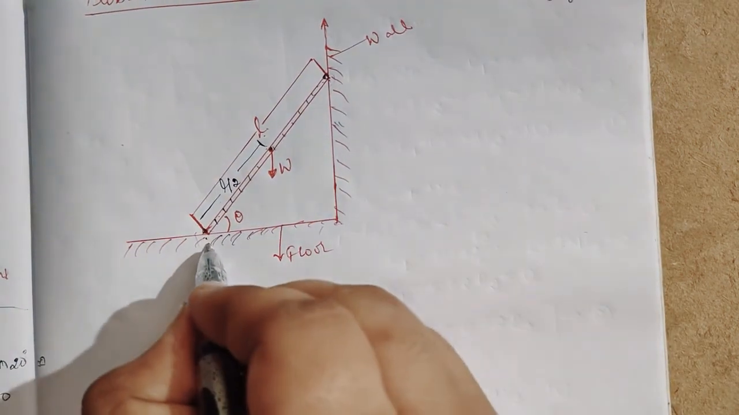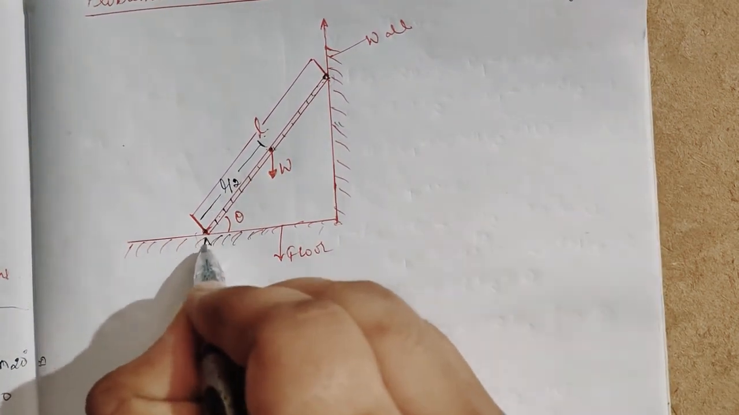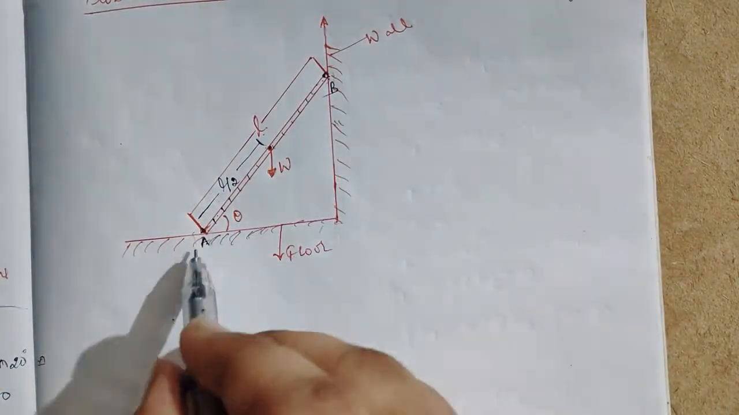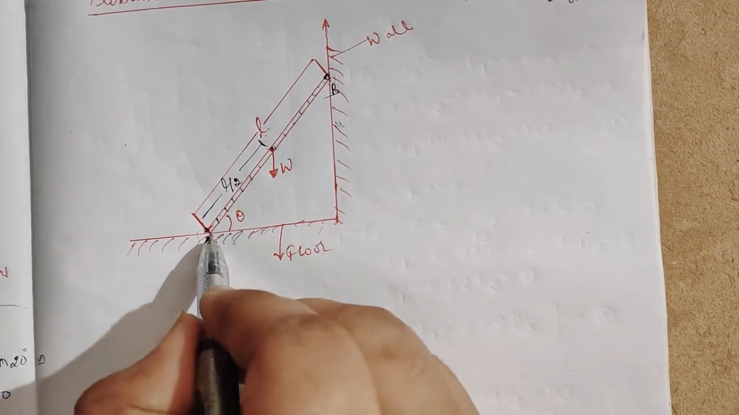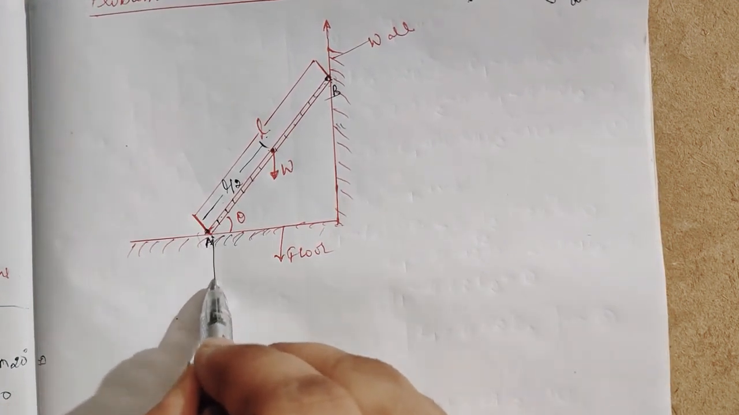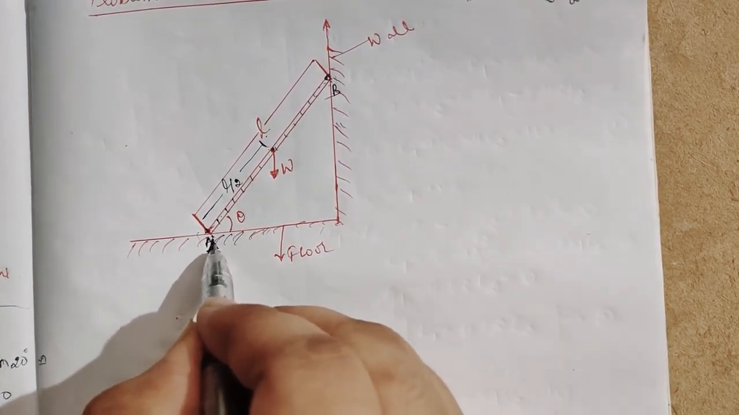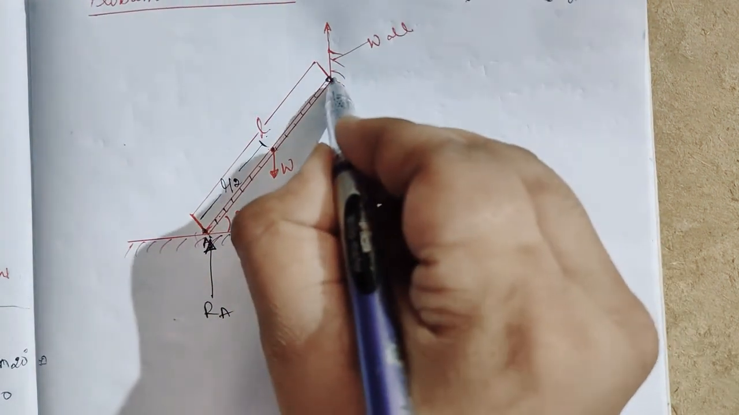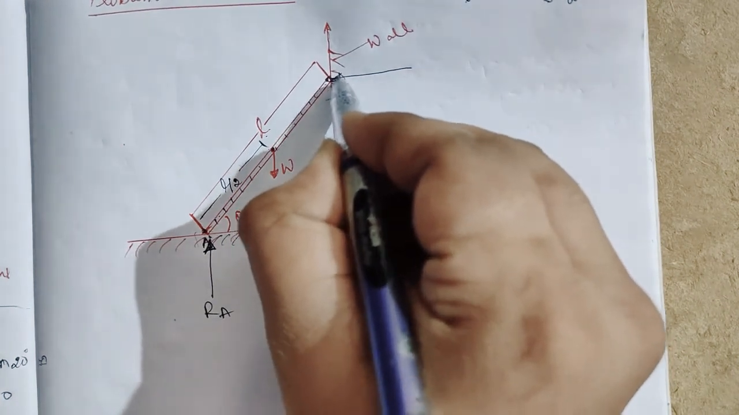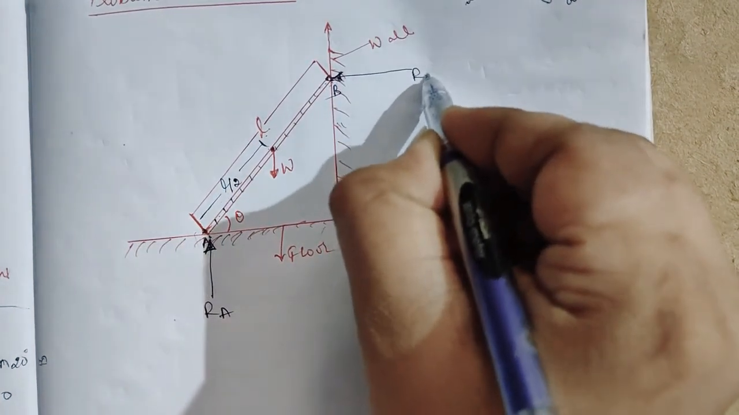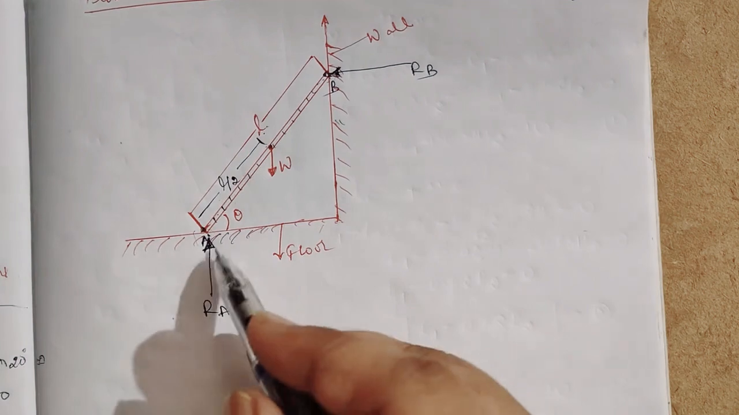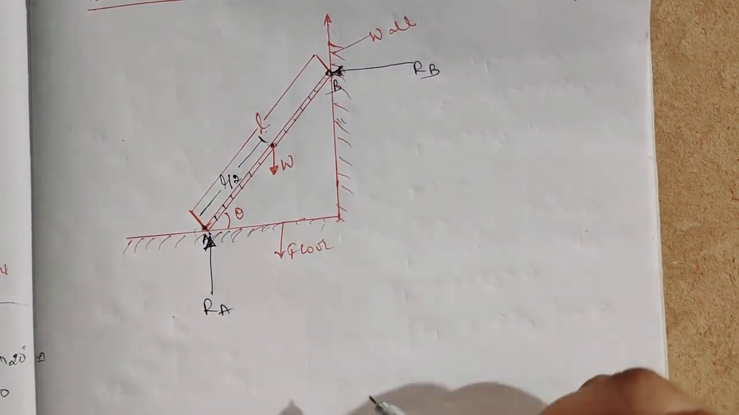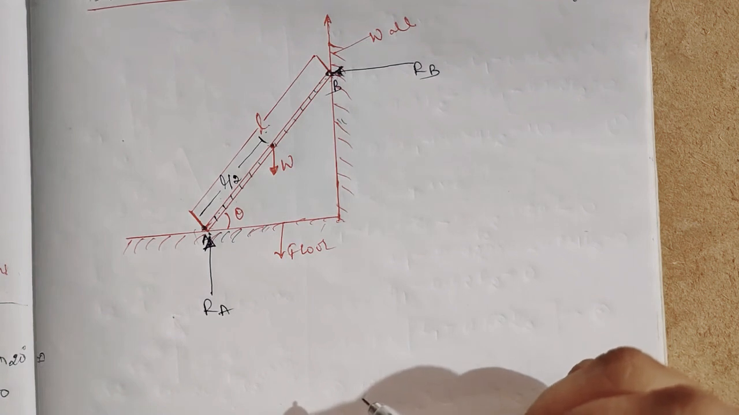Here you see, let this be point A and this be point B. Due to the contact surface here, one reaction is generated, that will be RA. Similarly, due to the contact surface here, one reaction will be produced, that will be RB. Where the contact surface is, there will be a normal reaction to the surface.